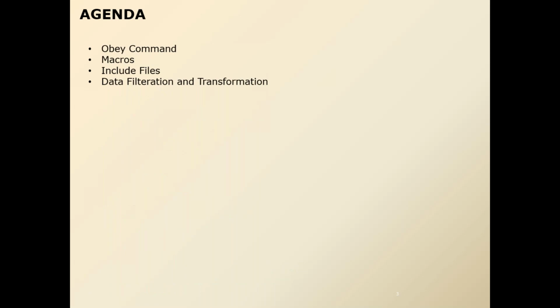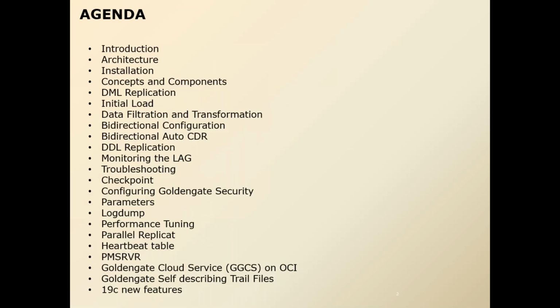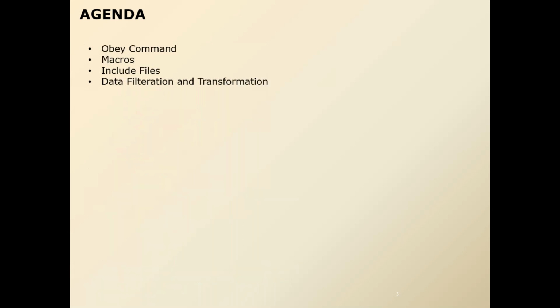Then the LogDump utility we are going to discuss, that is how to read the trail file. Then how to do performance tuning. What is the heartbeat table, performance metrics server, what is Golden Gate cloud service, what are Golden Gate self-describing trail files, OBEY command, macros, include files. We are going to discuss everything in detail. So our course content includes this, along with that a lot of things which will be included ad hoc.